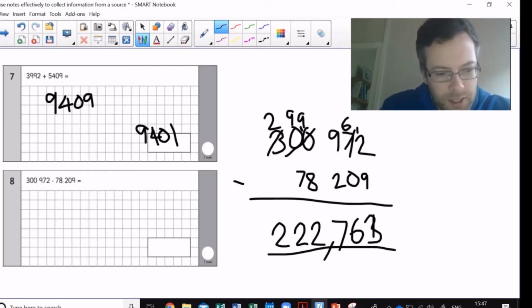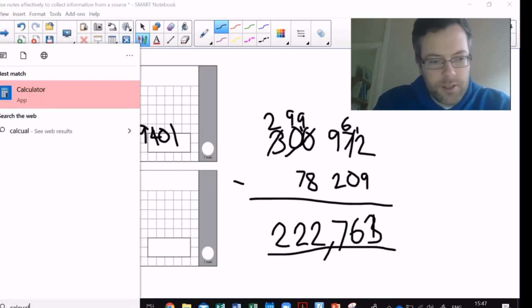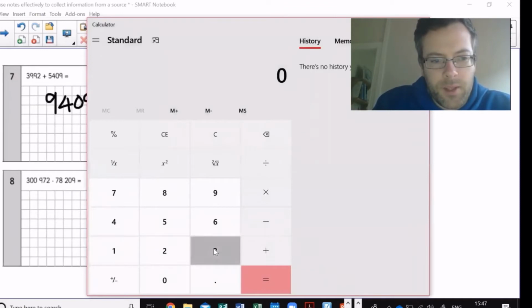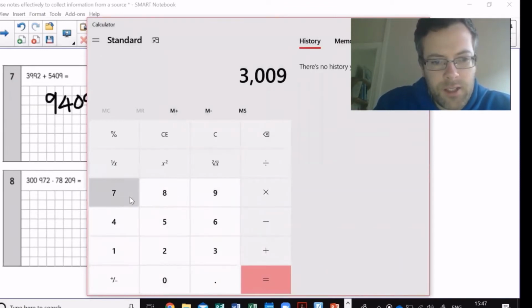So actually, I'm going to quit. I'm not feeling confident about that, so I'm just going to check it with my calculator. 1 minute. 300,972 take away 78,209.